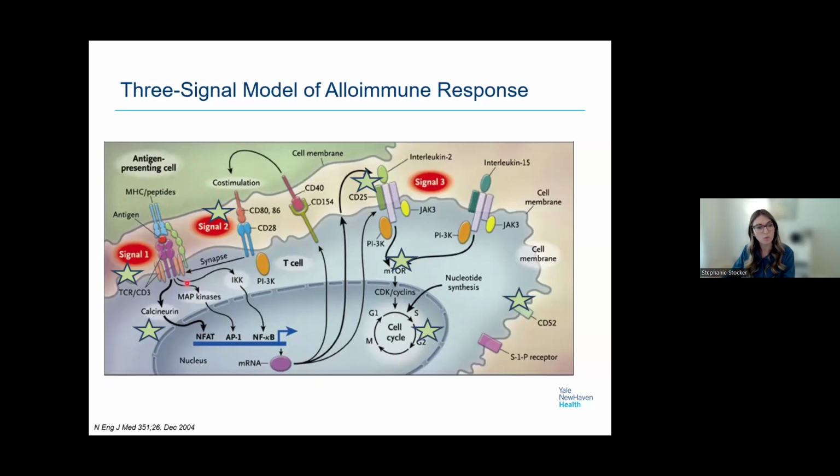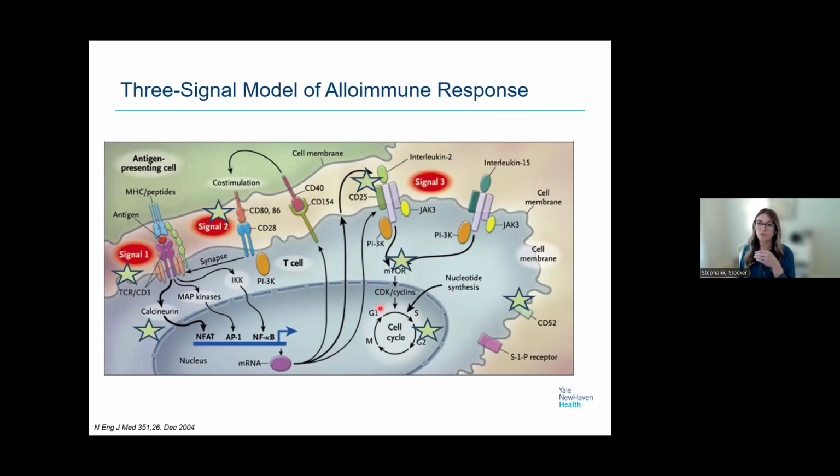In order for this signal 1 to be effective, you need signal 2, the binding of CD80 and 86 to CD28, which is co-stimulation. This sets off a cascade of events, which ultimately results in transcription of IL-2 in the nucleus. IL-2 then binds CD25 and goes on to activate the cell cycle and T cell proliferation. When we think of immunosuppression after transplant, our goal is typically to prevent activation and proliferation of T cells.